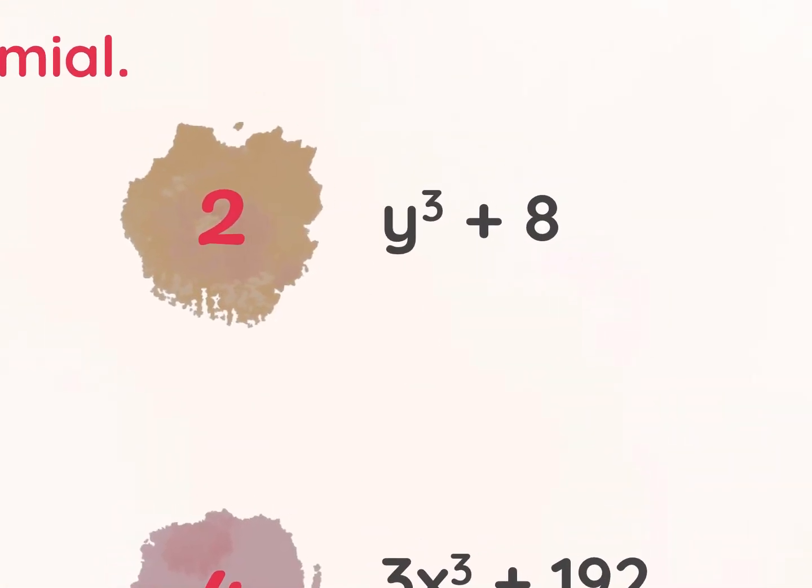All right. What about 2? Are these both perfect cubes? Yes. What times itself 3 times gives you y cubed? Y. What times itself 3 times gives you 8? 2. So my a term is y. My b term is 2, correct?